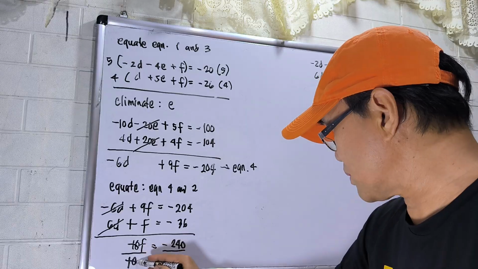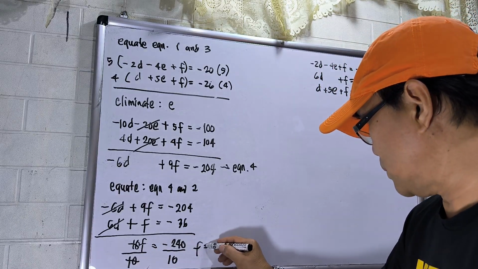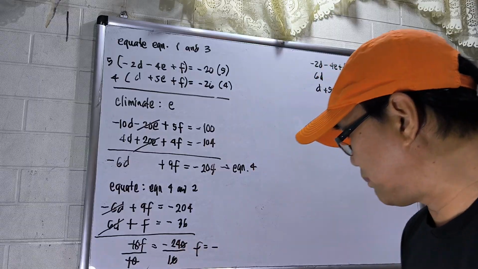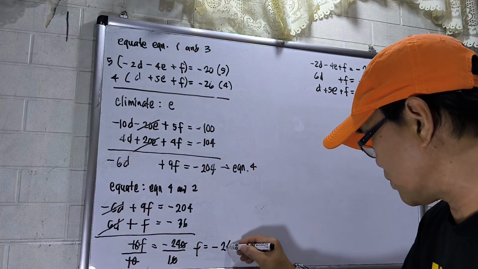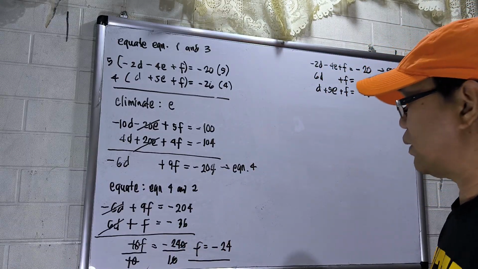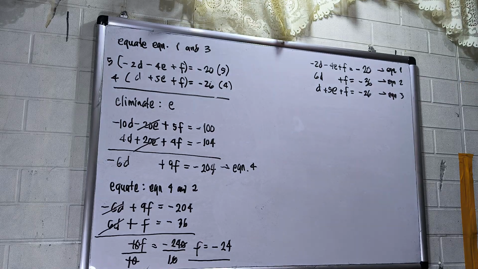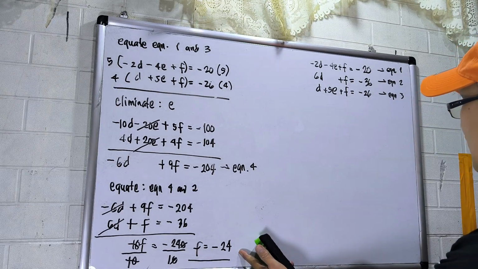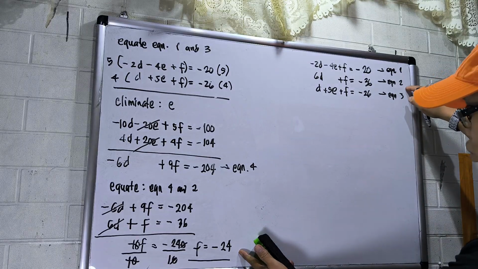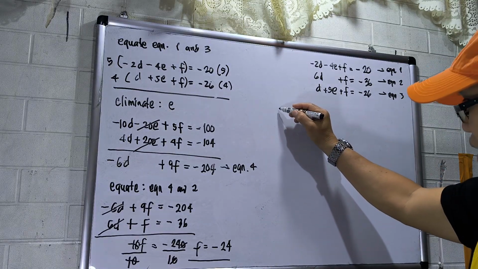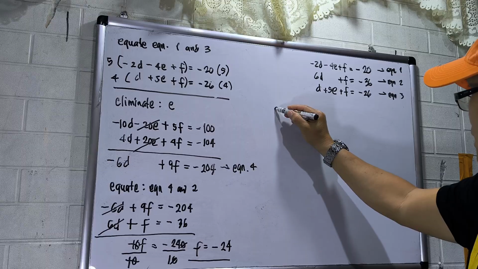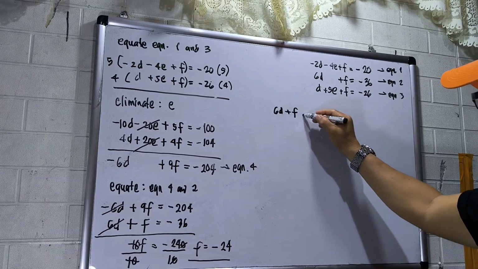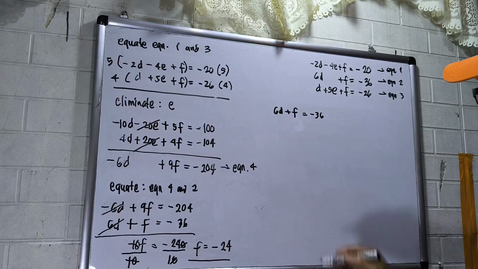This will be crossed out. So f will be equal to negative, this 0 will be crossed out, 24 divided by 1, that is negative 24. So I now have f equals negative 24. Then what's next? I will plug f equals negative 24 into equation 2. So I will use equation 2: 6d plus f is equal to negative 36.